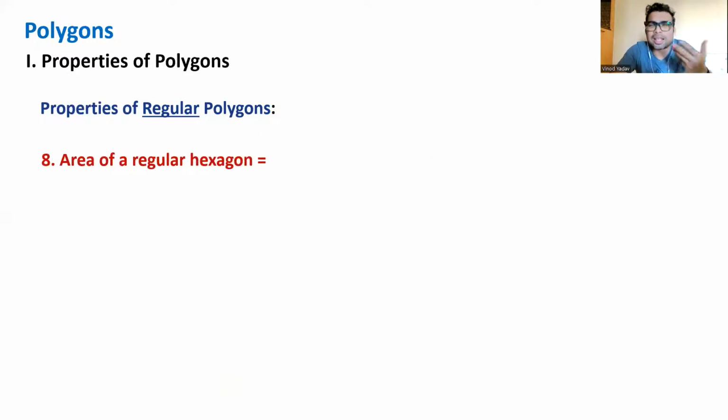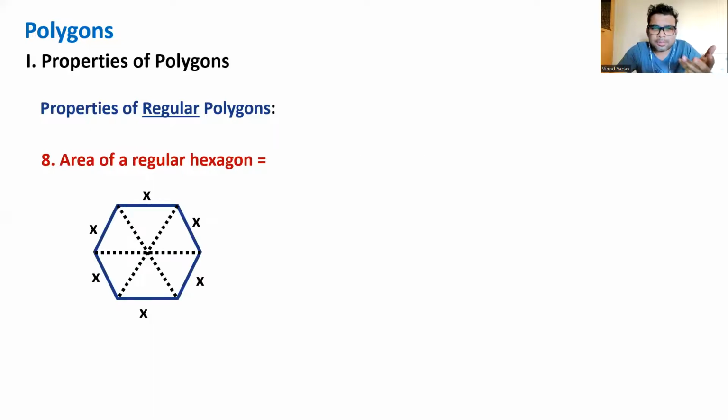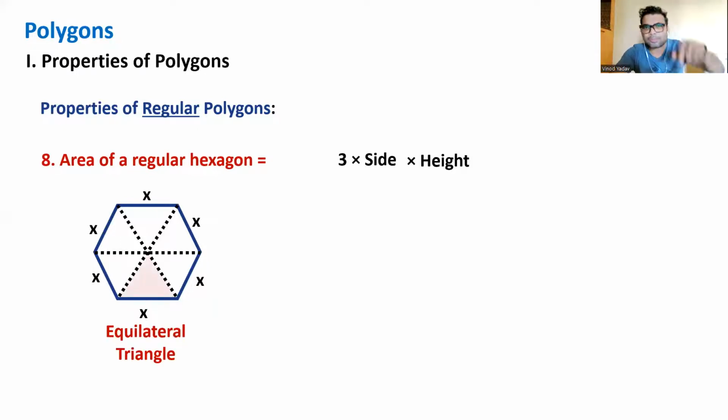Area of a regular hexagon, for example. So the area of a regular hexagon is semi-perimeter into height. So 6 into side was the perimeter, so half of that, 3 into side, will be the semi-perimeter, into height. Height, remember, in a regular hexagon each of these triangles will be an equilateral triangle because these two are equal and this angle is 60.